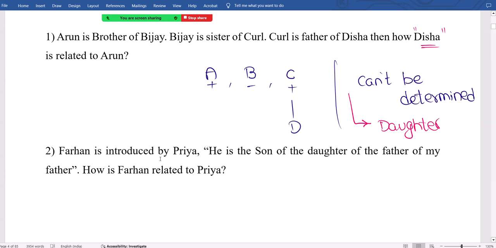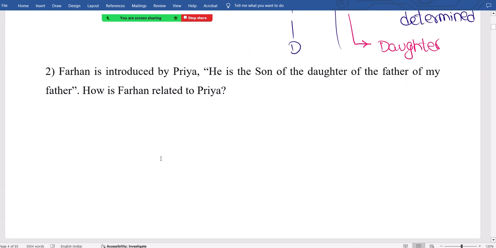You can find those questions, I only typed them here. Now, Farhan is introduced by Priya. Farhan is the son of the daughter of. See, after the word is, you have to read from back to front. The blood relation in this model, this is one important trick.